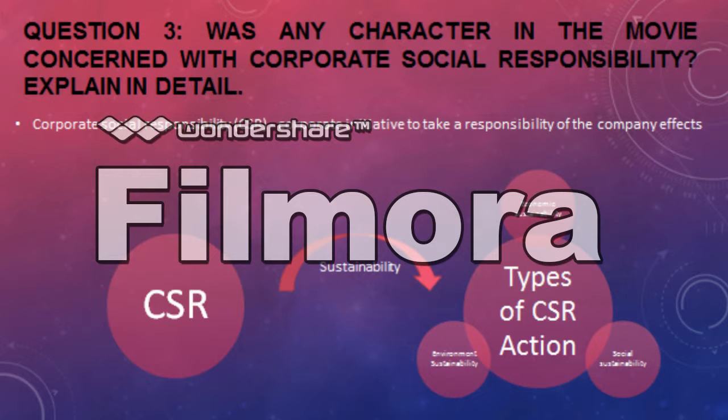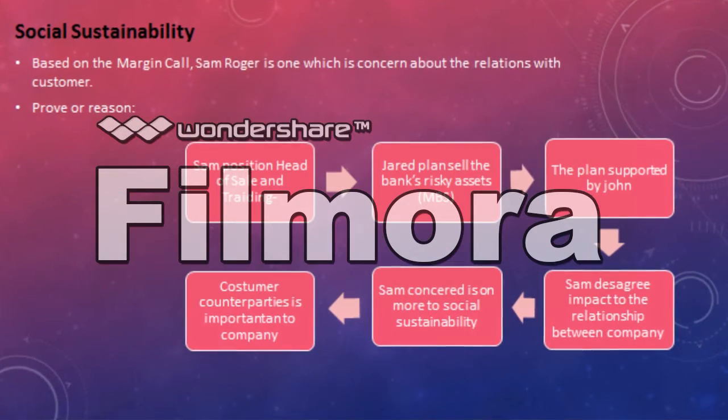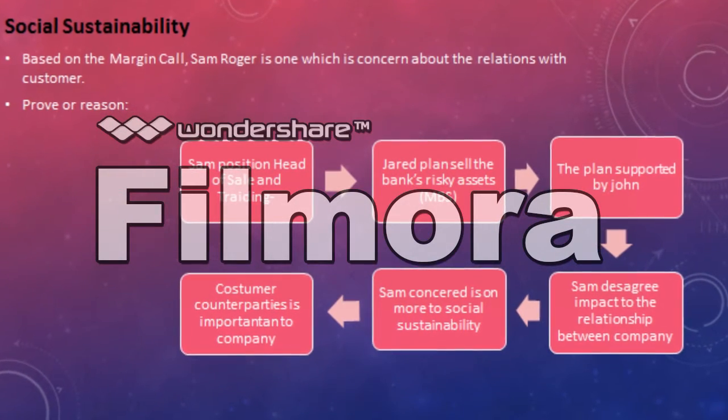CSR has three types of actions, which is more focused on sustainability. They are social sustainability, economic sustainability, and environment sustainability. Based on Margin Call terms, only social and economic sustainability are applied since there's no issues regarding the environment. Let's take a look in terms of social sustainability.